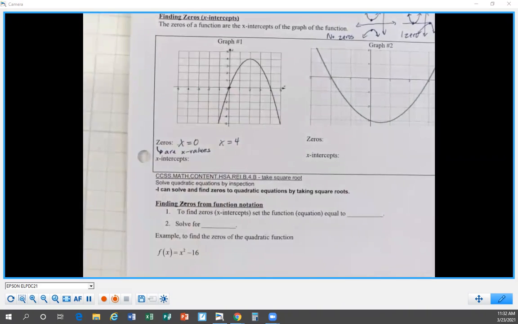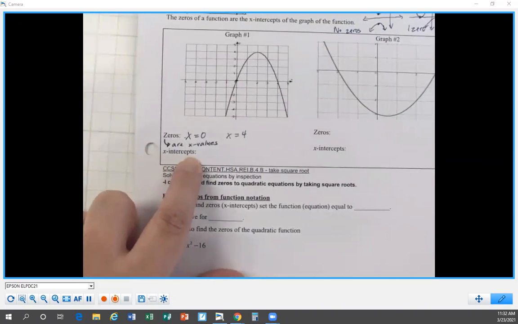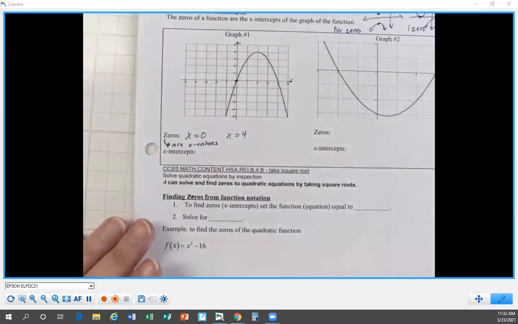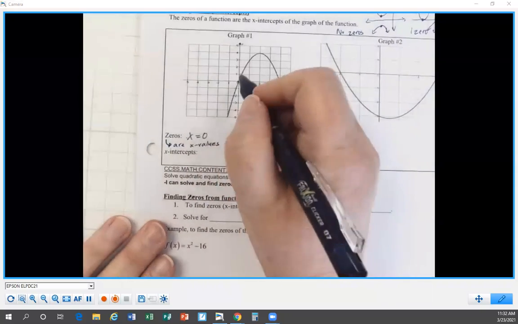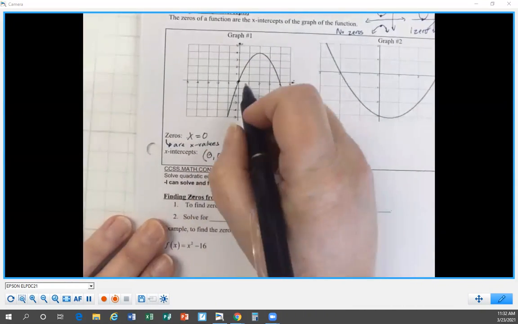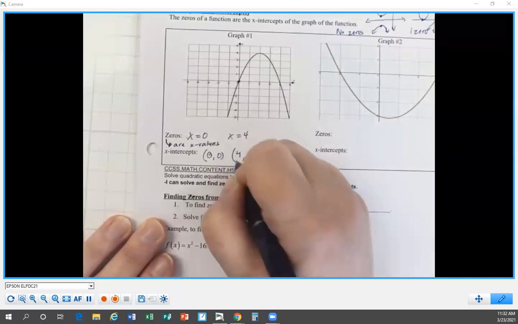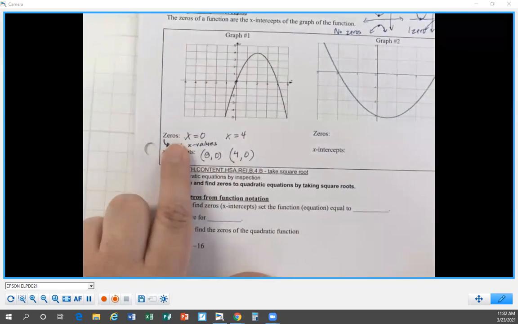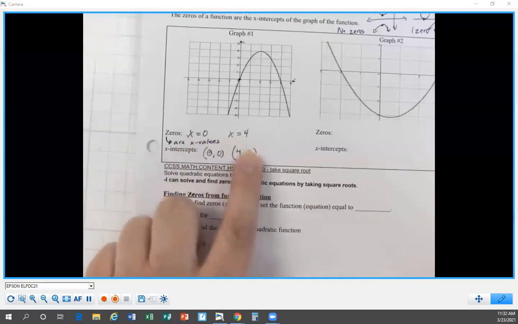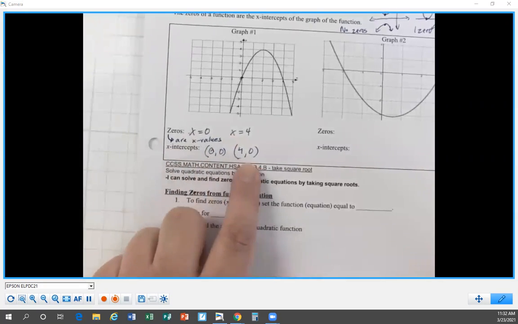Okay, and this is a slight difference in terminology. If you are asked for the x-intercept, you would list it as an ordered pair, and that's going to be (0, 0) and (4, 0). So the zeros are x equals 0 and x equals 4. When we are asked to list it and the request is for x-intercept, we give the ordered pair.